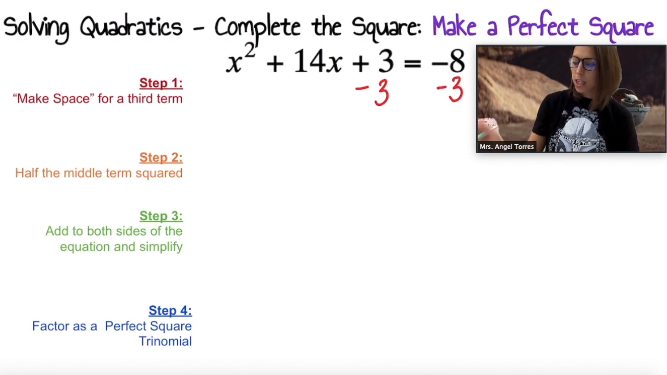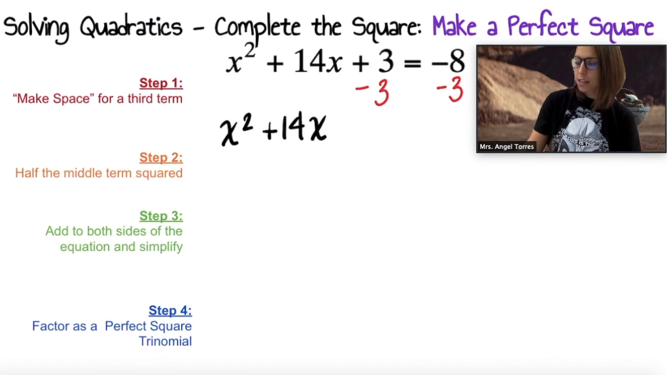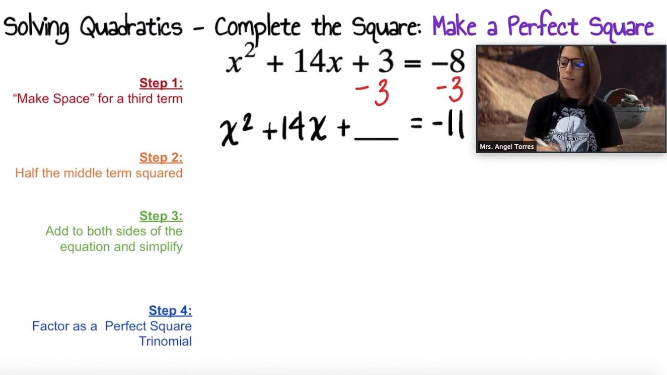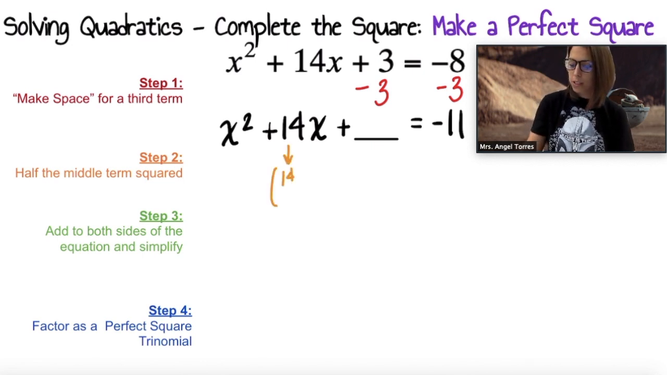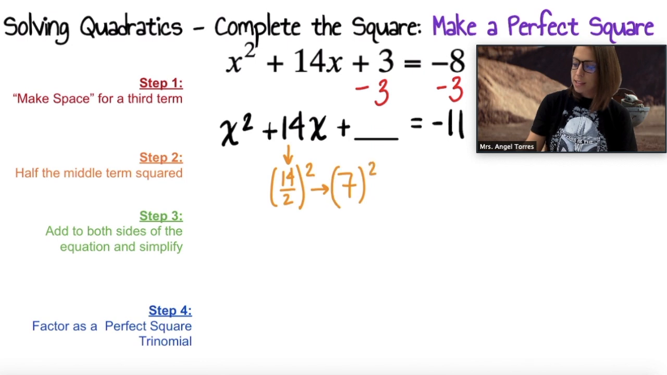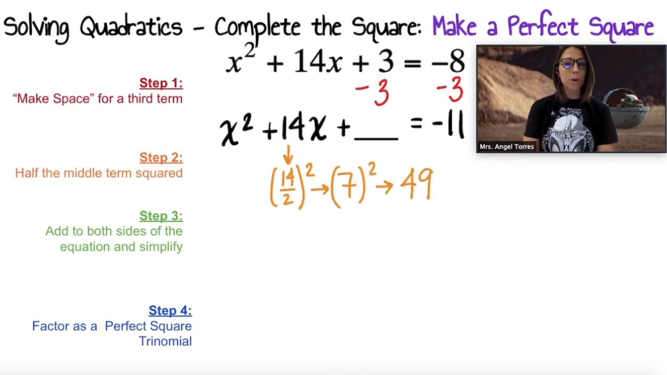So our new function here is going to be x squared plus 14x, leave space for a brand new term, equals negative 11. What is that term going to be? Well, to find that, we're going to take half of the middle term, 14 divided by 2, and square it. Half of 14 is 7, and 7 squared is 49. That will be the term that we put in that space.